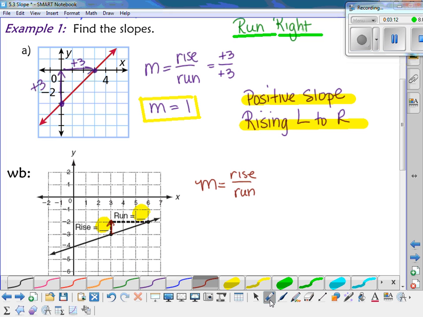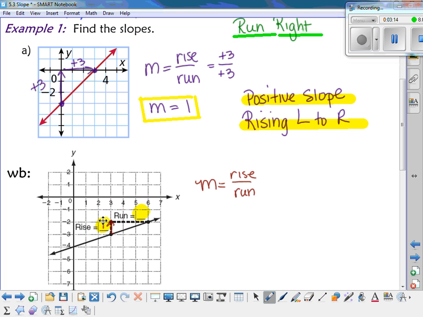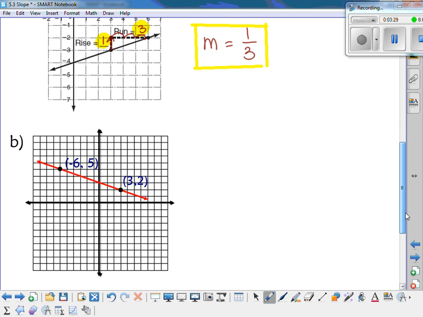Okay, so we're going up 1. So my rise is 1, and then my run is 1, 2, 3. So the slope is 1/3. Okay, this one's in your notes.